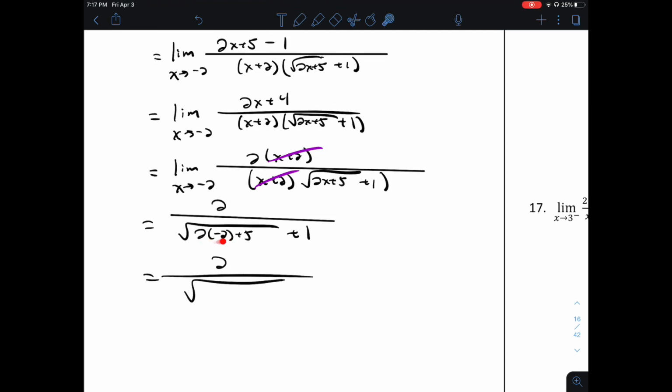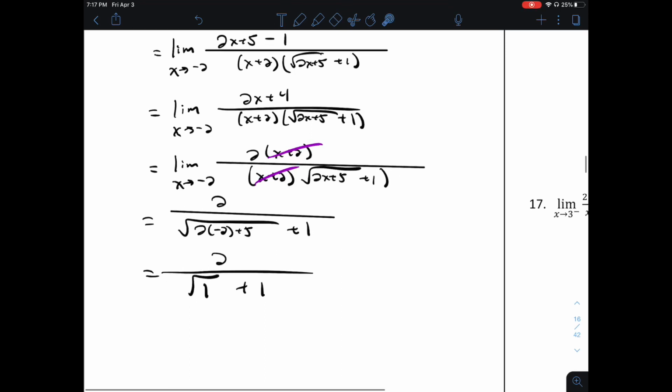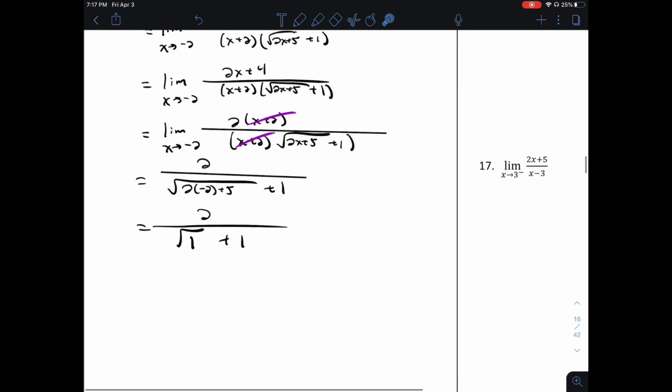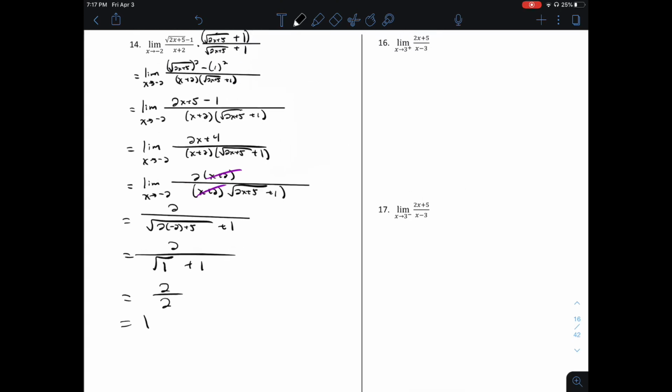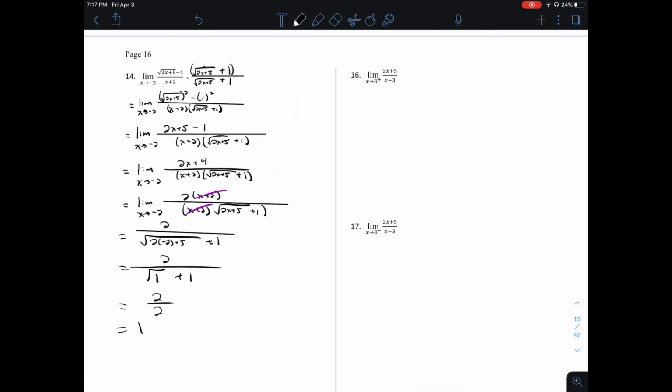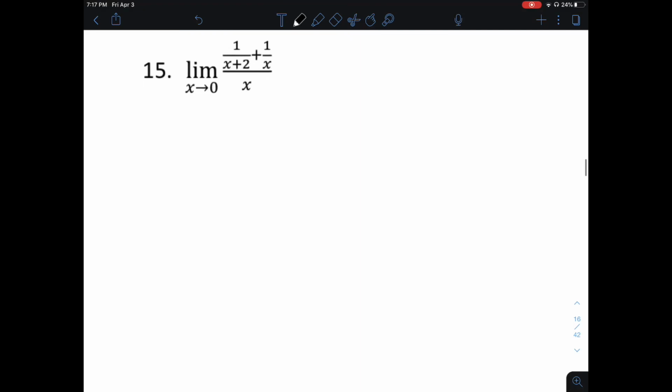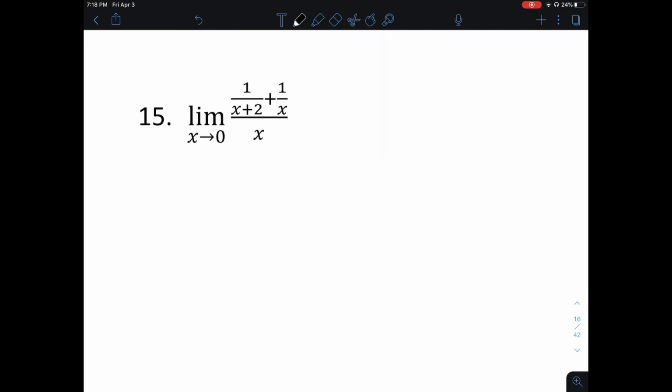Let's do a little bit of this in our head here. 2 times -2 is -4. -4 plus 5 is 1. Makes this the square root of 1. And then we're going to add a 1 to it, because that which was written here. This is going to be 2 over 2, which is going to give us 1. Wow, a lot of work. But it was worth it, wasn't it?